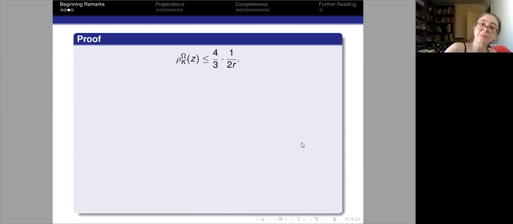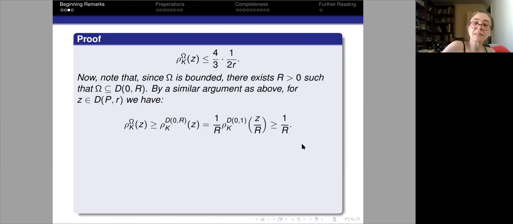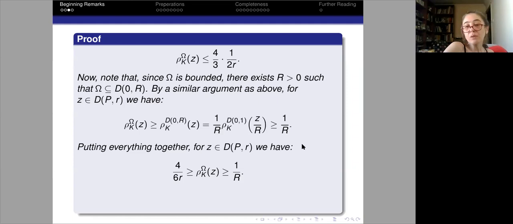Now note that since omega is bounded, there is a radius R such that omega can sit inside the disk centered at the origin with that radius. So by a similar argument as above, if you take z in the disk with center p and radius r, you can get this estimate: the value of the Kobayashi metric in the domain omega is greater than or equal to 1 over big R. So when you put everything together, when z is in this small disk centered at p with radius r, we have this inequality: it is less than or equal to 4/(6r), and greater than or equal to 1/R.